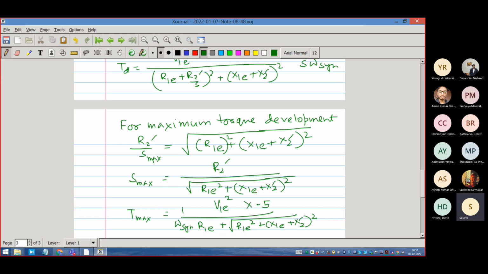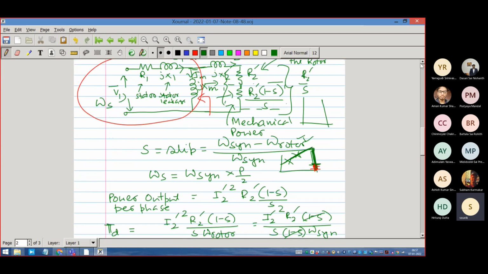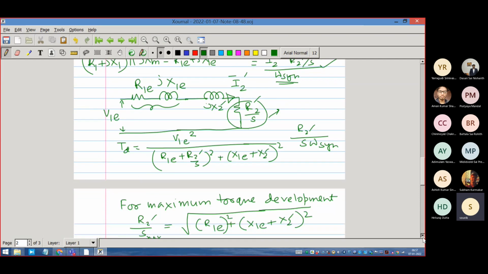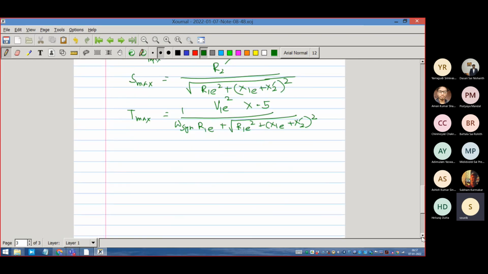This you must not forget. This is per phase, so whenever you take three phase, you have to multiply it by 3. So this is the exact value of the maximum torque, considering all the stator components, stator resistances, and this would give you this kind of curve. If I plot now, I will get this kind of curve.